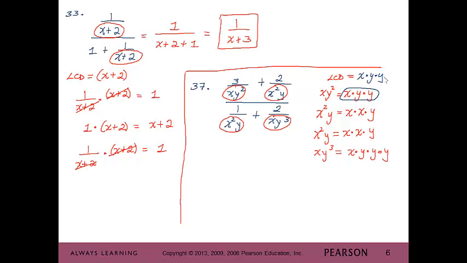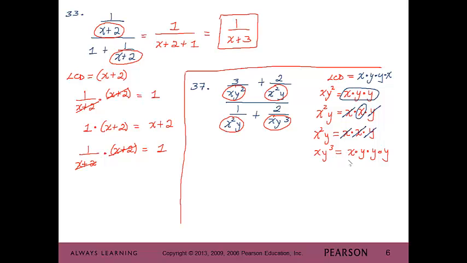Now let's add to this list any factors in the remaining denominators not already there. So let's start with the second. X is already there, so we're not going to write it. However, the second x isn't there, so let's write it. And then the y is already there. Now let's move on. X is already there, so we're not going to write it. A second x is also already there, so we're not going to write it. And then y is already there, so we're not going to write it.